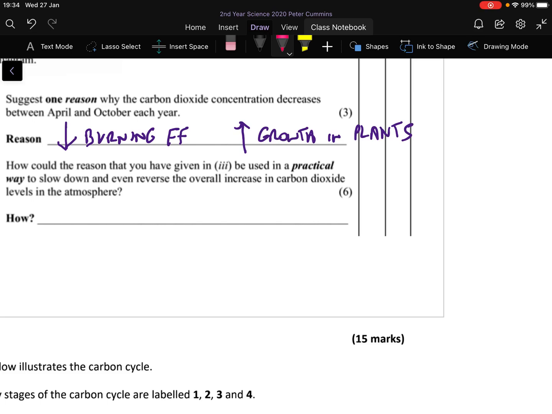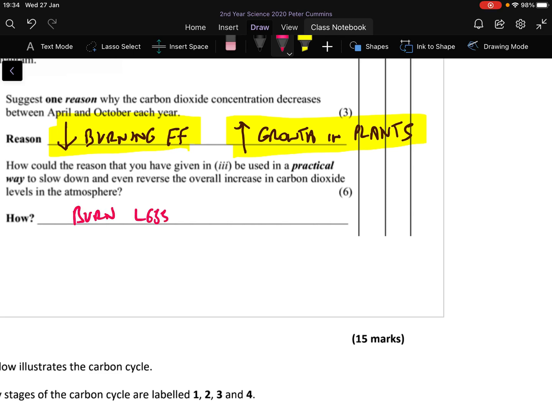Okay. So how could the reason you've given be used as a practical way to slow down and reverse the overall increase in carbon dioxide levels in the atmosphere? Because we're burning less fossil fuels and we've more growth in plants, this leads to less carbon dioxide. So what we need to do to make sure this is an overall decrease, so that the graph is always going down, we have two things we could do.